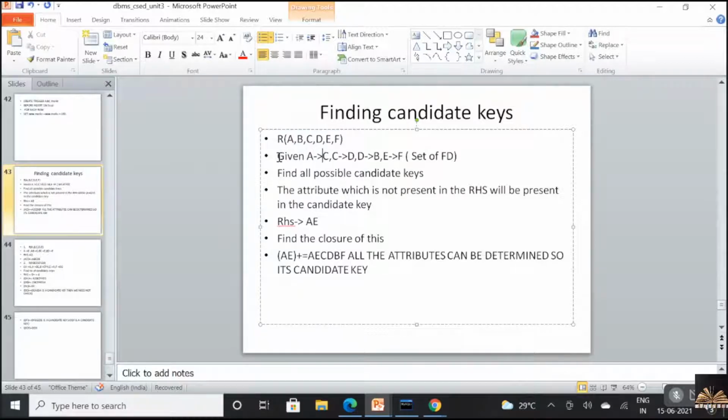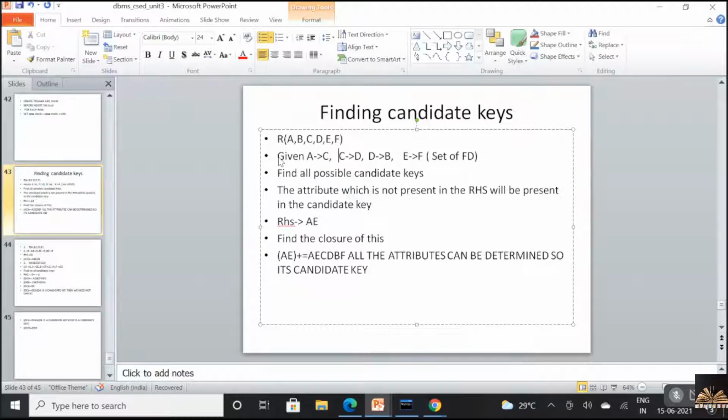A implies C is the first one. C implies D is the second one. D implies B is the third one. And E implies F is the fourth one. I'm given four FDs. Now find all the possible candidate keys.